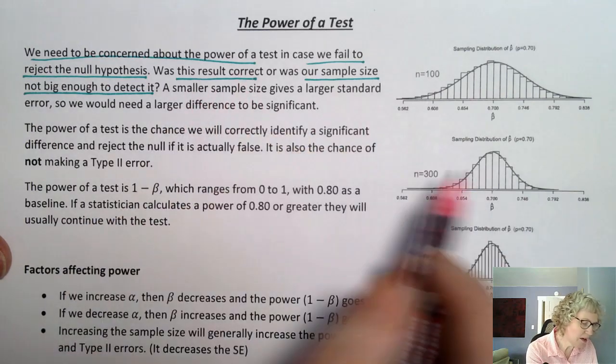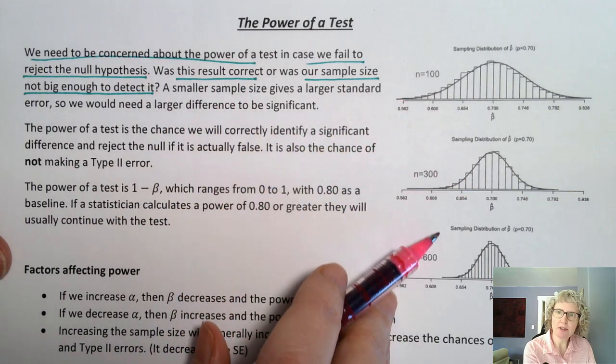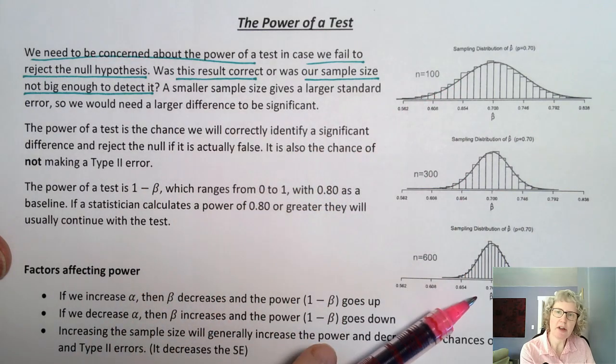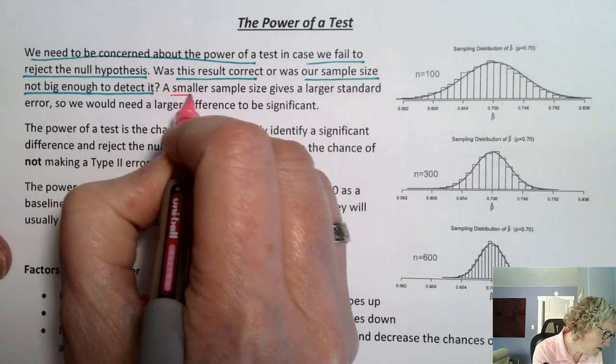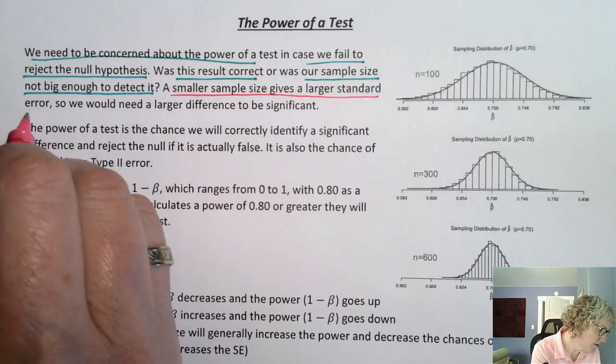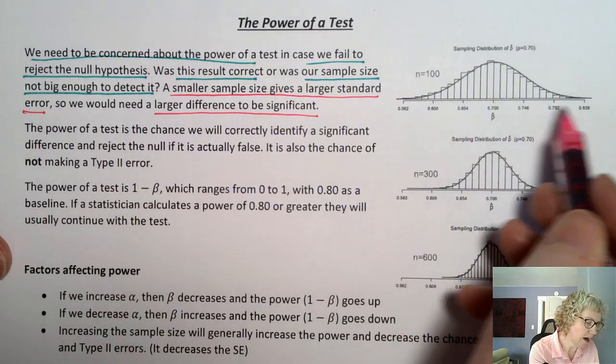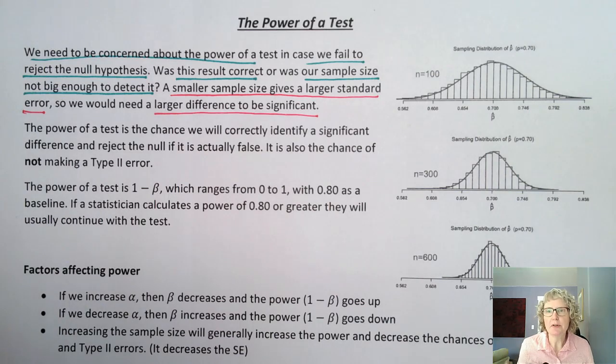Remember, and I've got the sampling distribution here, as the sample size increases, our standard error goes down. So a smaller sample size gives a larger standard error, and we've got a wider graph here. We would need a larger difference in order for our difference to be statistically significant, right? A larger difference to be significant.